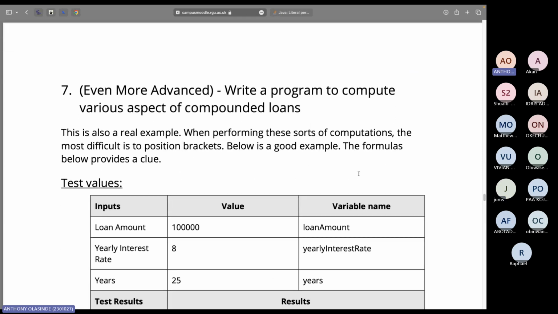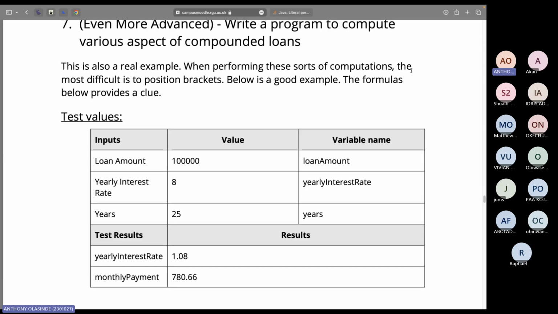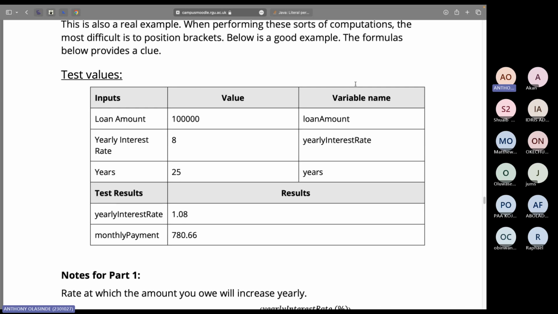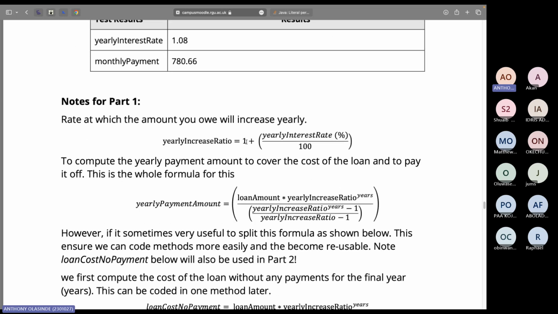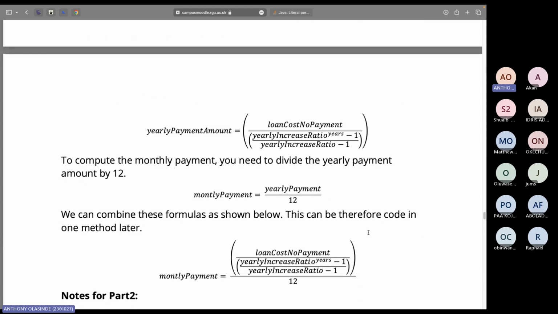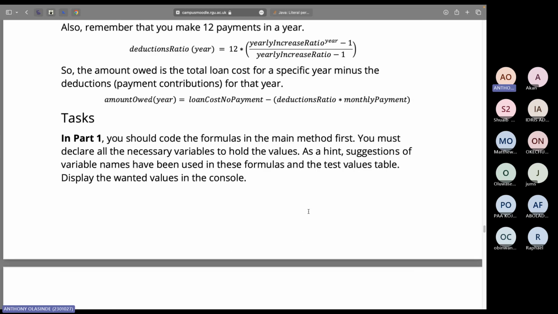Even more advanced, and so on. This is also a real example. When performing this sort of computation, the most difficult part is the position bracket. That's what we've been doing. Below is a good example. The formulas below provide a clue. It can get as complicated as this. You can keep on doing it. But we just go to the task. The task says you should code the formula in the main method first. You must declare the necessary variables for all the values.